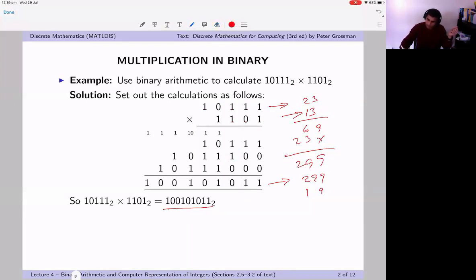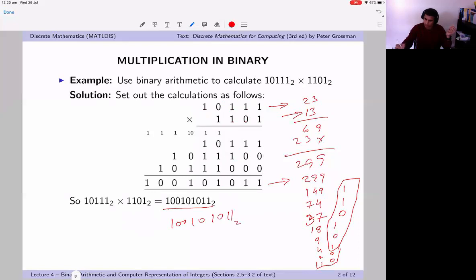Yeah. So it would be 1, 4, 9. The 1 is the remainder. Then you would have 7, 4, 1 is the remainder. Then you would have 37, 0 is the remainder. 18, 1 is the remainder. 9, 0 is the remainder. 4, 1 is the remainder. 2, 0, 1, 0. So hence my string is 1, 0, 0. So 1, 0, 0. Then I have 1, 0, 1, 0, 1, 1 to the base 2, which is the same as this one.